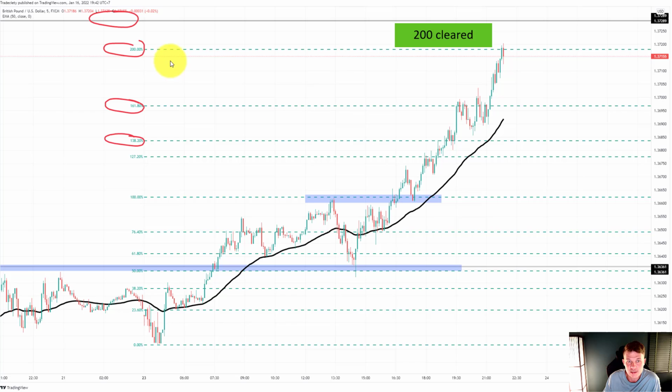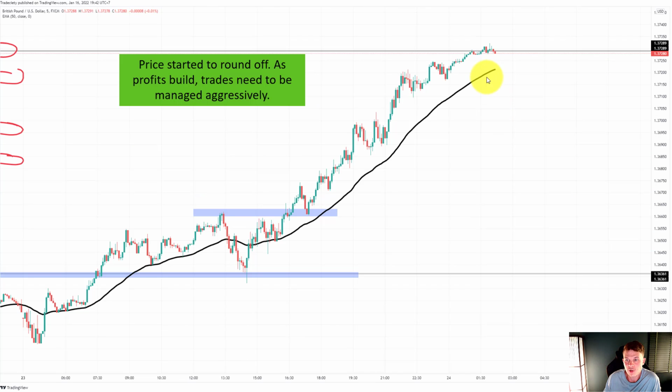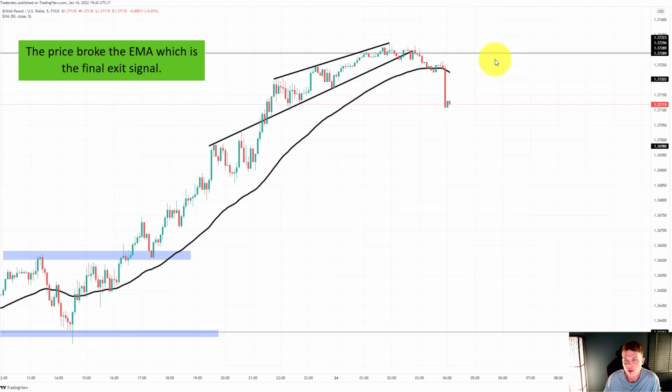You can see the market cleared 200. The EMA keeps moving higher. Obviously, it is lagging behind the price, but that's the nature of the EMA. You can see the market is starting to round off as the price hit the big level from the 4-hour time frame. The EMA is coming closer to the price action, which is already a sign that the market is slowing down. And a few candles later, the market broke the EMA.